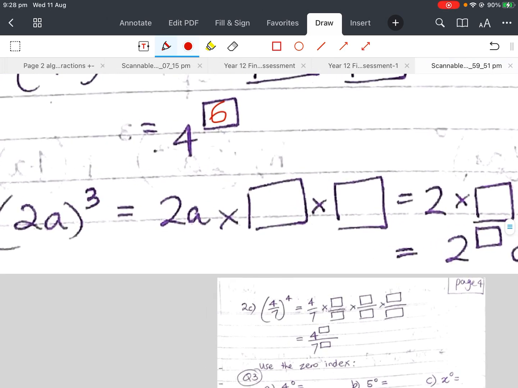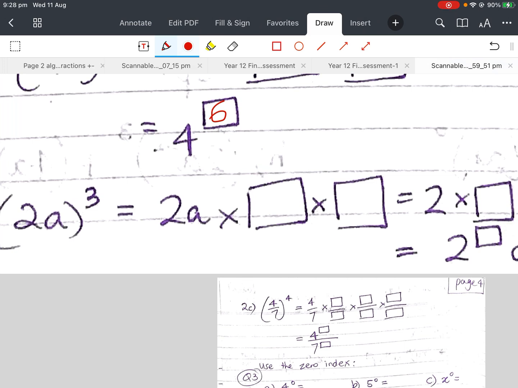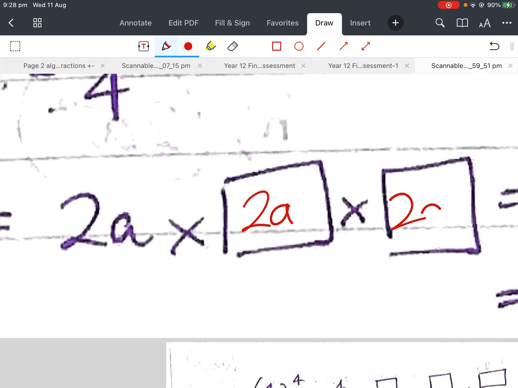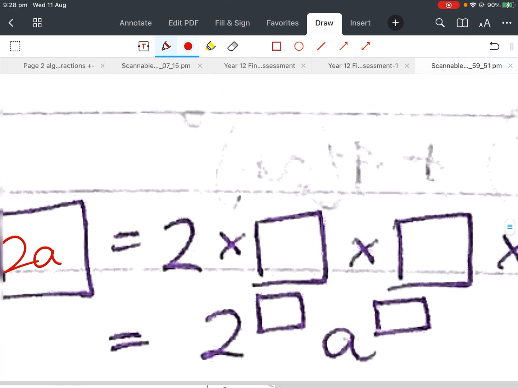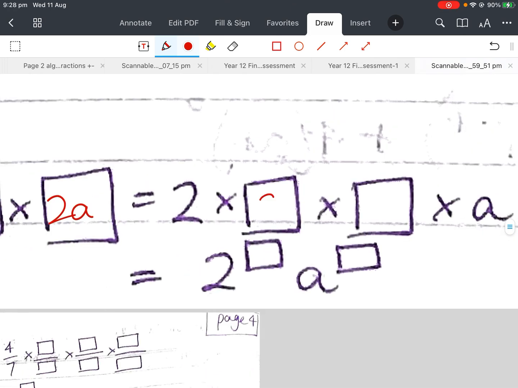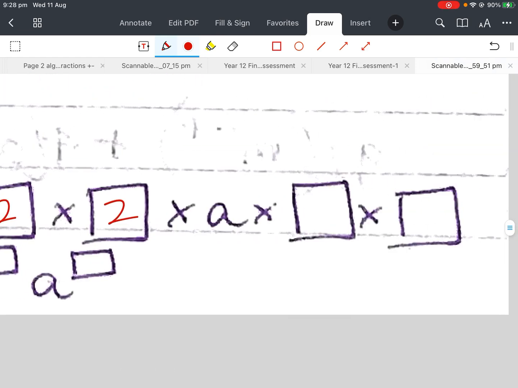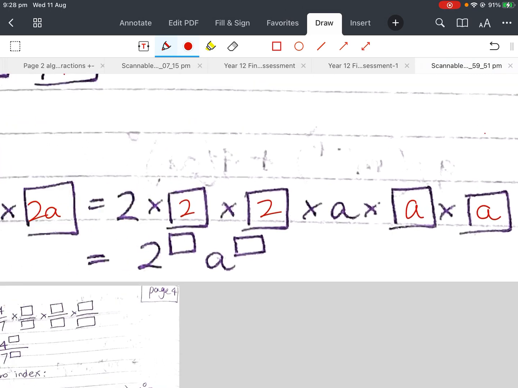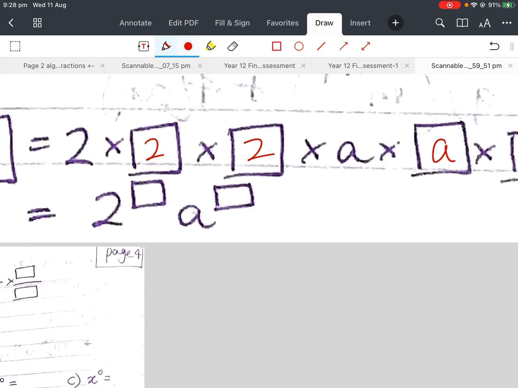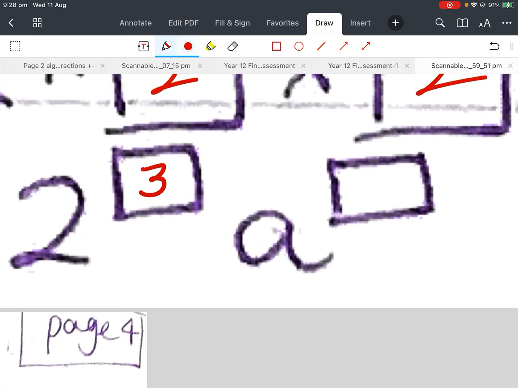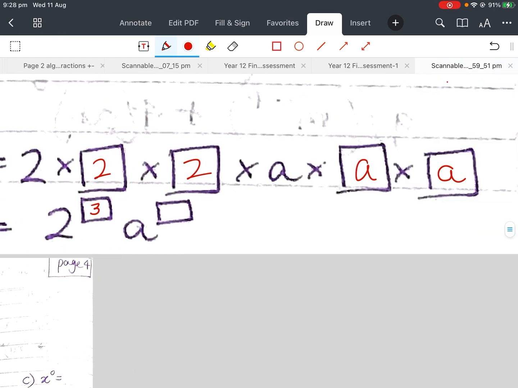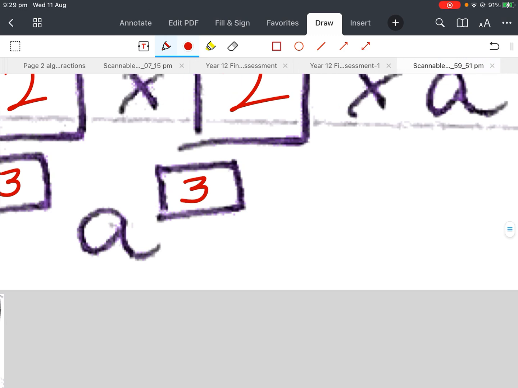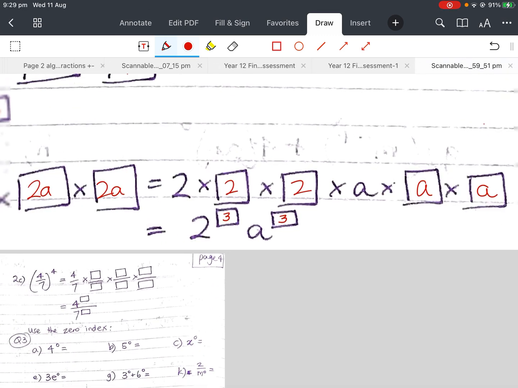Right, let's try 2b. So 2b is saying we are writing out the 2a 3 times. So I'm going to do that. 2a, 2a, 2a. So that means you're going 2a times 2a times 2a. So we're going to put all the numbers together. Then we're going to put all the a's together. A times a times a. And then you're counting how many there are. There are 3 2's, so I'm going to put a 3 in there. And there are 3 a's, so I'm going to put a 3 in there. So that's the long way.